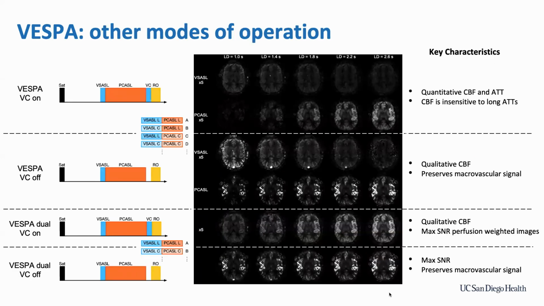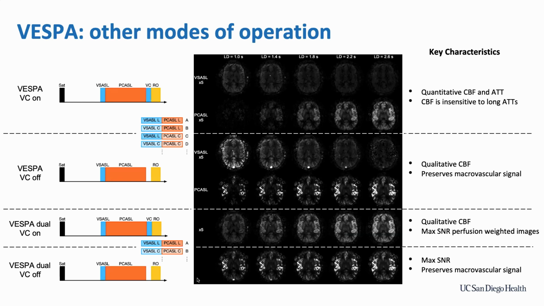So lastly, I just wanted to show you some of the other ways we can use the VESPA sequence. At the top is the version we've already introduced, which can be used to generate robust quantitative CBF and transit time maps. A simple change to the sequence, shown on the second row here, is to turn off the vascular crushing module before the readout. This preserves the macrovascular signal, which is particularly evident in the pCASL contrast. For TIs greater than 1 second, though, we can still get qualitative information about the CBF from the velocity selective contrast, because this doesn't have as much macrovascular signal in it. This might be a way to preserve the so-called arterial transit artifact, which can be particularly useful in diseases like arteriovenous malformations.